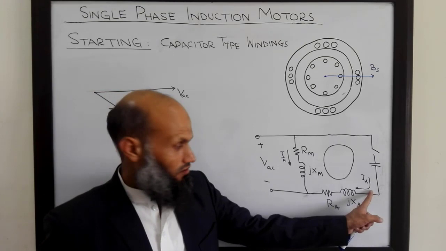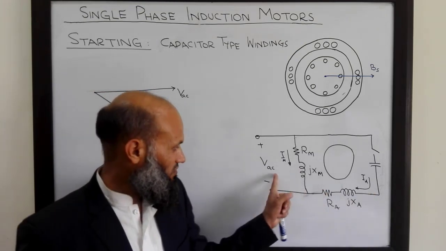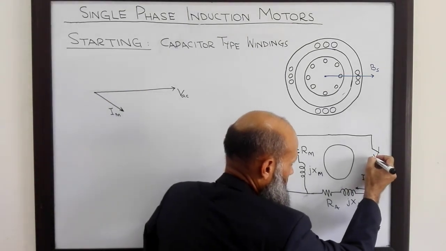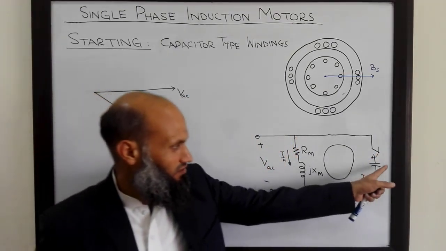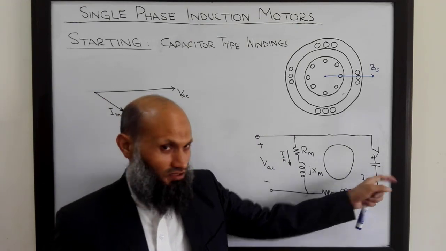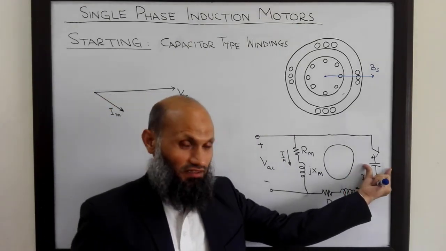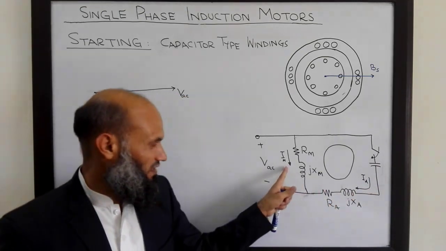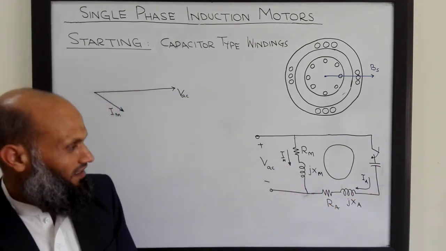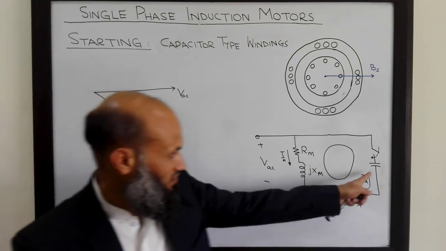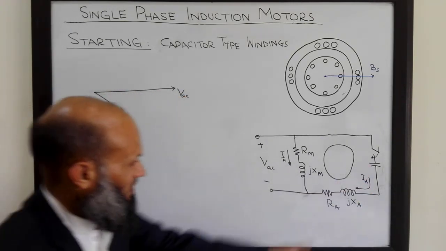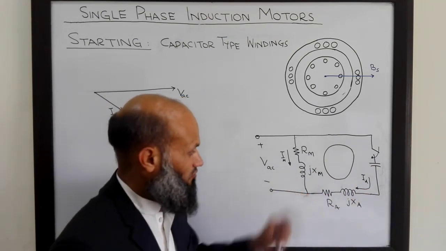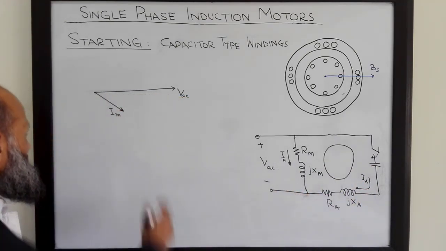What about Ia? Whether it will lag or lead this voltage if, for example, this switch is closed, depends upon the capacitance of this capacitor. We can adjust this capacitance such that this current will lead this current by an angle of 90 degrees.